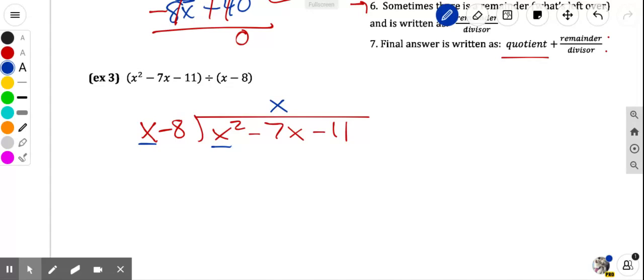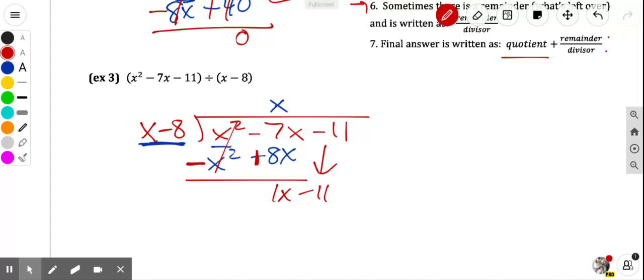Anyway, so now we're going to multiply x by both of these. So x times x is x squared. X times negative 8 is negative 8x. Because I multiplied this by both of these. Okay, so now we're going to subtract these. We're going to change both of the signs. So this is going to be minus, but this is going to be plus. Okay, so now we have x squared and negative x squared. That cancels. And then negative 7x plus 8x is 1x. And then you bring down the negative 11.